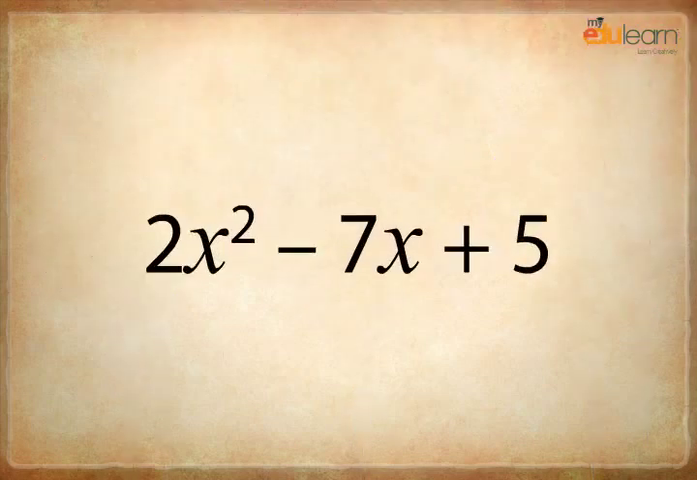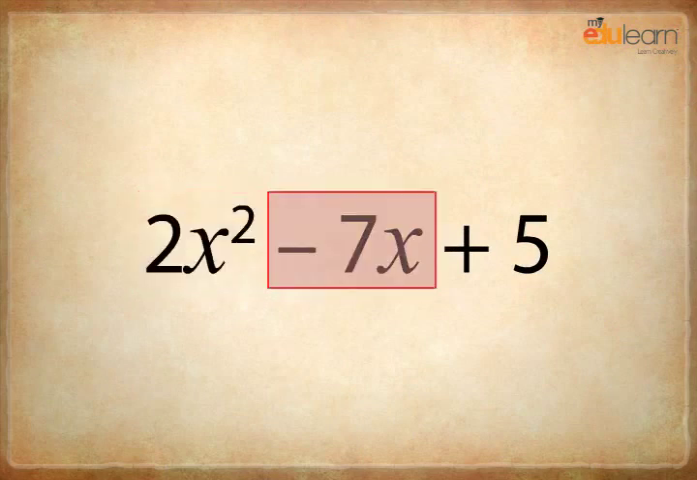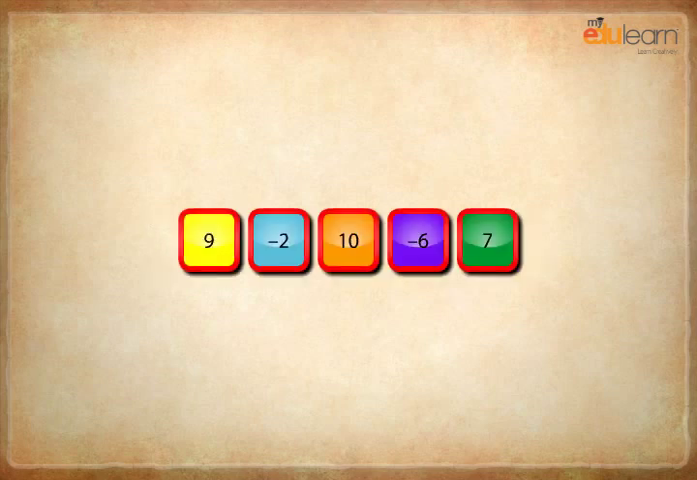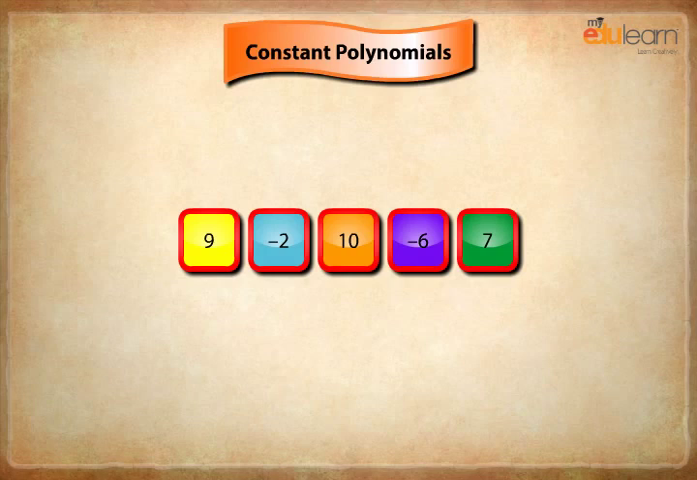In this polynomial 2x square minus 7x plus 5, 2 and minus 7 are coefficients of x square and x respectively. 5 is the constant, x is the variable and 2 in x square is the exponent. Numbers are also polynomials. Yes, integers 9, minus 2, 10, minus 6, 7 are also polynomials. They are constant polynomials. And the constant polynomial 0 is called the zero polynomial.